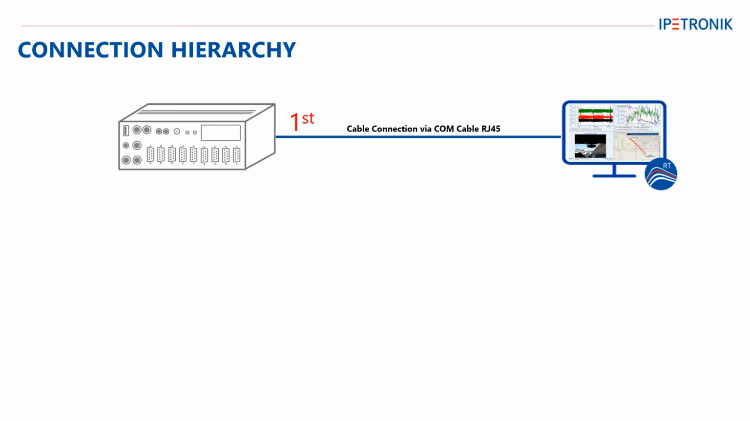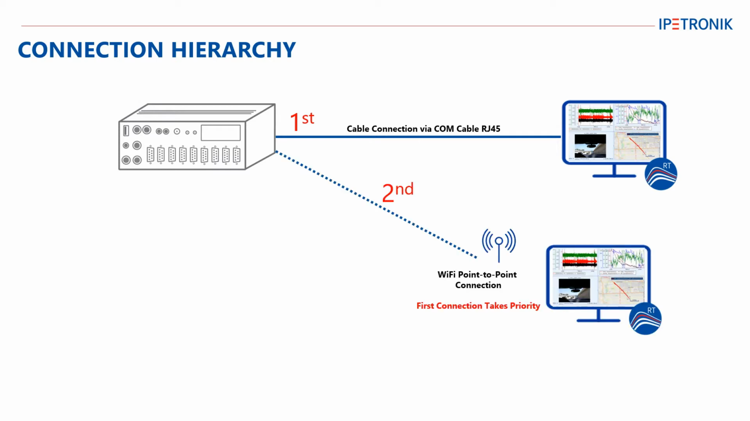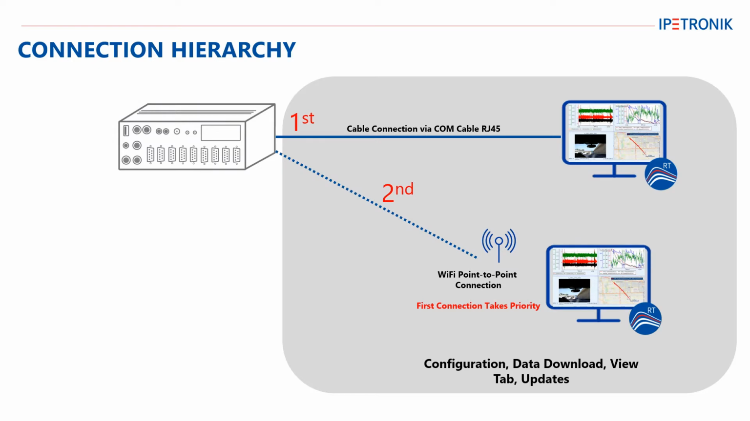To ensure that not multiple people are working on the same logger at the same time, there is a hierarchy of the connections. RTUI is the main software that's used to configure the data logger. It can also display live signals and offload data files to the PC from the data logger. To utilize RTUI, you have to be connected either directly with a communication cable or point-to-point on Wi-Fi. The cable always takes priority over a Wi-Fi connection. As soon as one PC is connected point-to-point using RTUI, the logger will reject any further Wi-Fi connection requests.